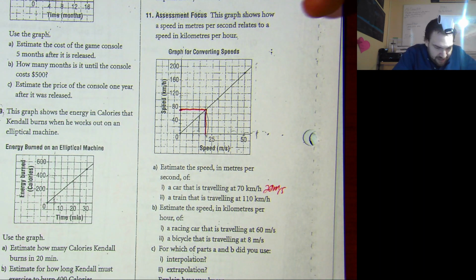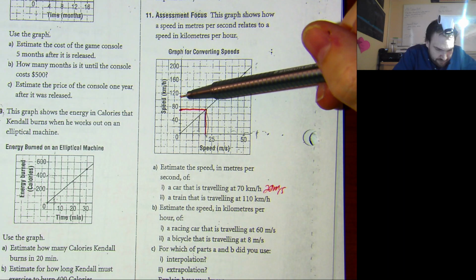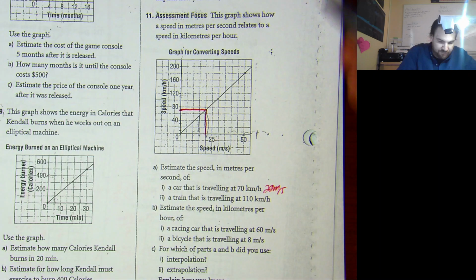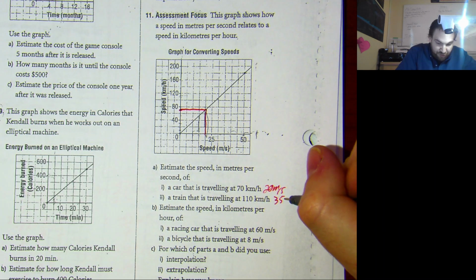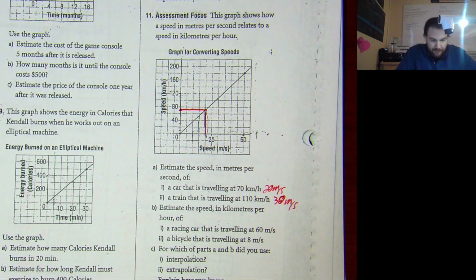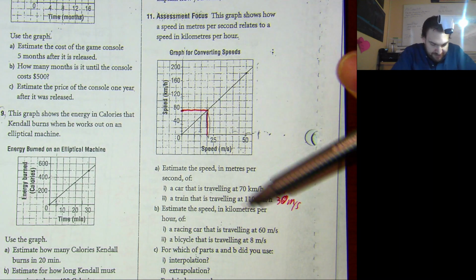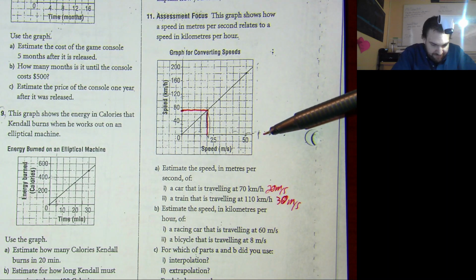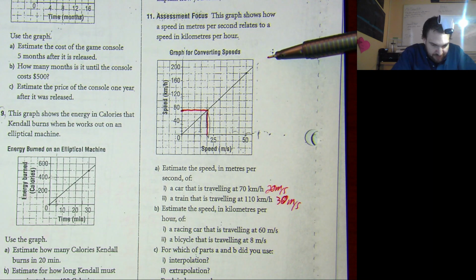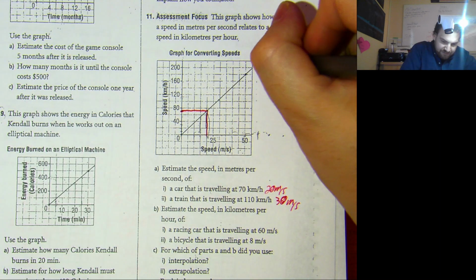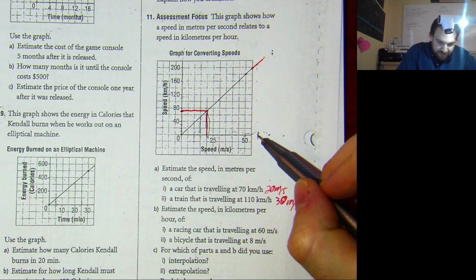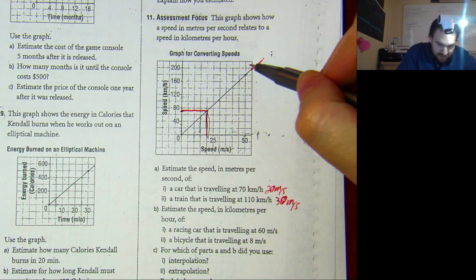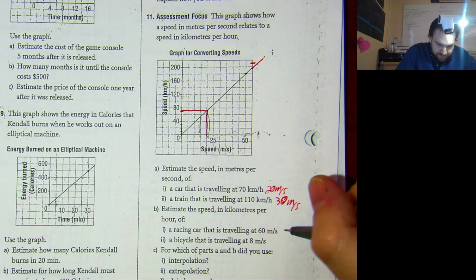Okay, a train that's traveling 110. It's going to be right there. We go over, we go down. That's going to be 35. Or is it 30? 30 meters per second. Estimate the speed in kilometers per hour of a racing car that's going 60 meters per second. Oh, look. We are off the graph. So it's going to be what? If I were to extend this, because that's going to be 55 right there, that's going to be 60. Yeah, maybe 210. 210 is a reasonable estimate, I think.